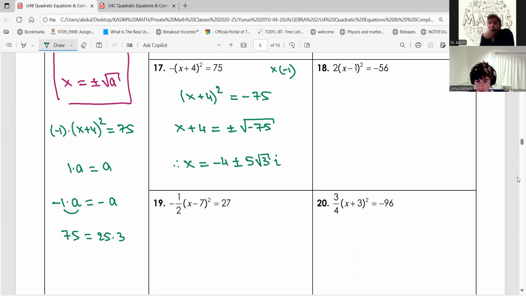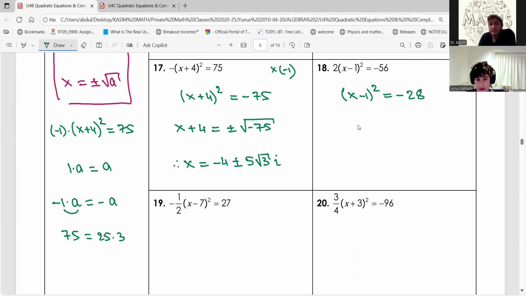Well, I'm assuming I'm gonna divide it by 2. First, we divide both sides by 2 because we don't have something squared. We have 2 times something squared. So if we divide both sides by 2, (x minus 1) squared equals, is it 28 or negative 28? Negative 28. Okay. Yeah, next.